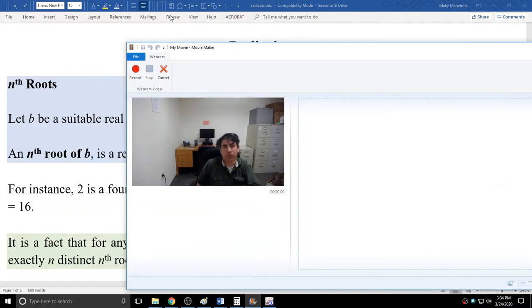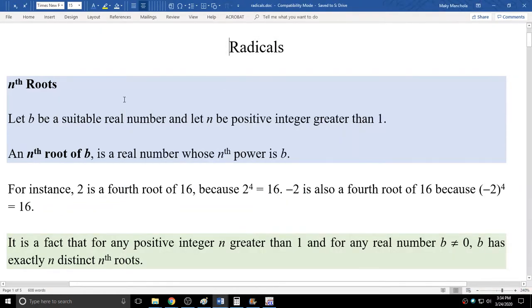Okay, now this video is on radicals. Let a be a suitable real number and n be a positive integer greater than 1. And nth root of b is a real number whose nth power is b.